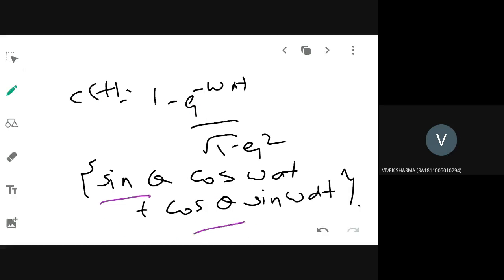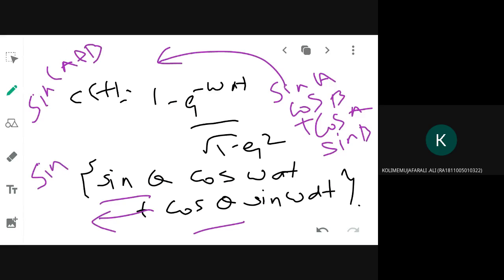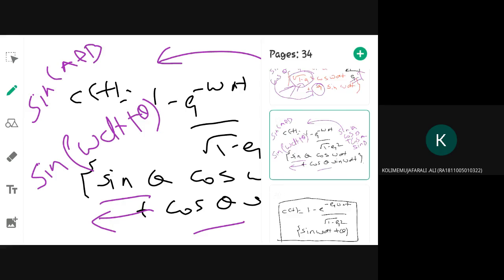Okay, now one more simplification you can make. You know what sin A cos B plus cos A sin B is, no? How can I rewrite that equation? It is of the form sin A cos B plus cos A sin B, so how can I write that? Sin(A plus B). So this equation I can rewrite as sin(omega d t plus theta), where A is omega d t and B is theta. I can write that, no? That will be my last step.